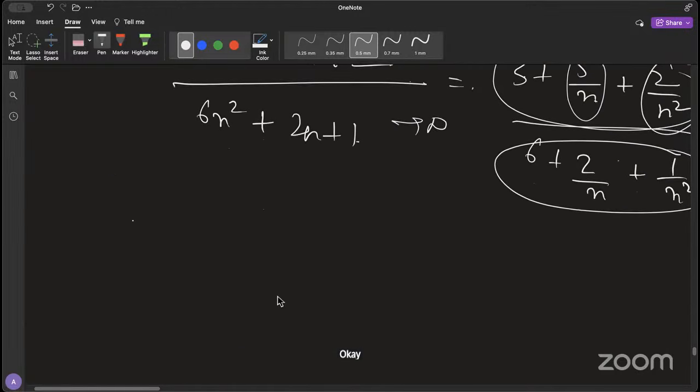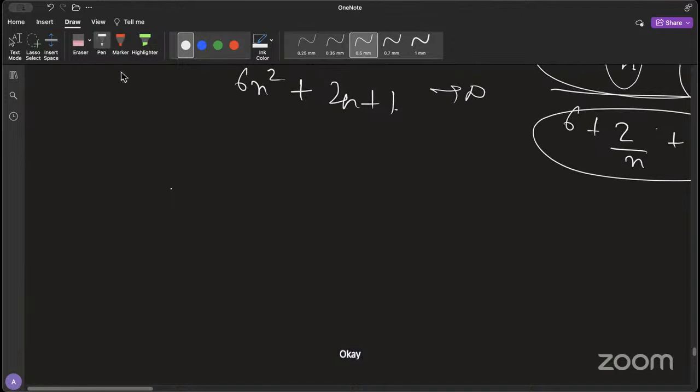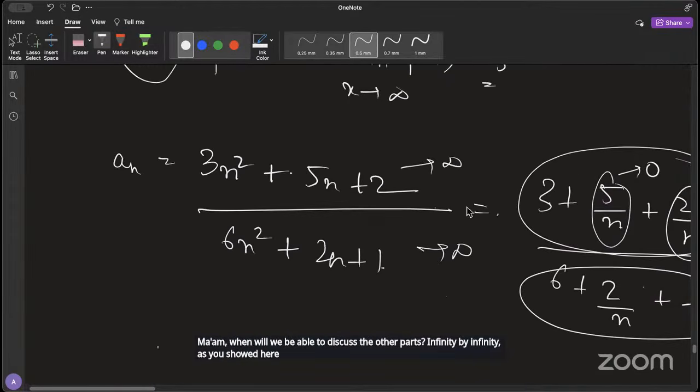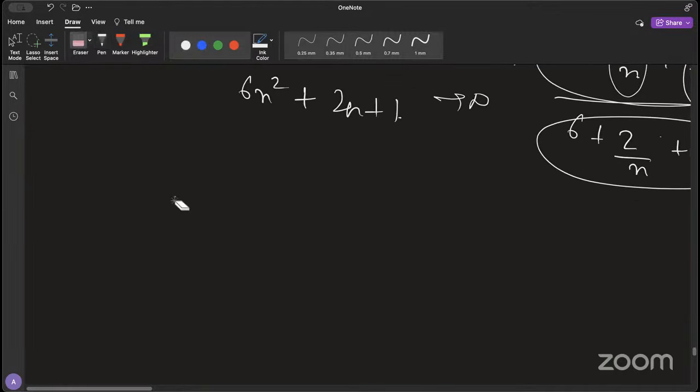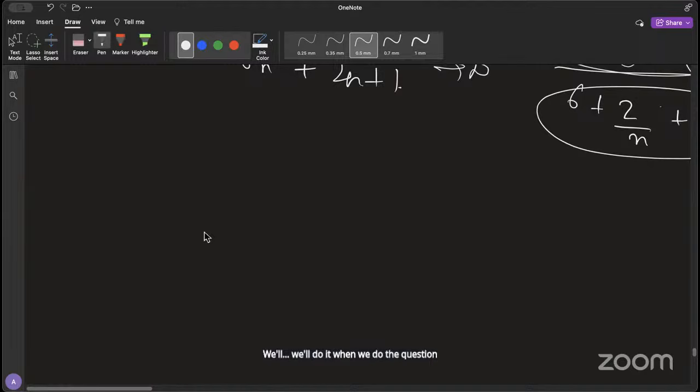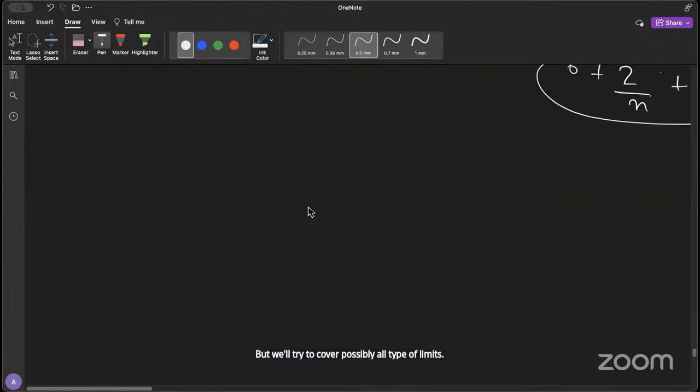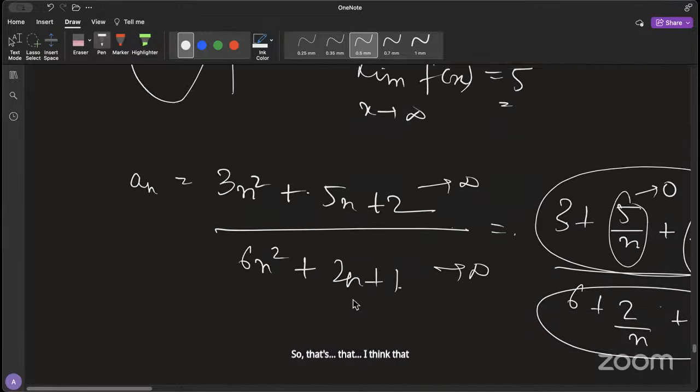Okay. And when will we be able to discuss the other parts, infinity by infinity, as you showed here, 0 by 0, or 0 into infinity? We'll do it when we do the questions. We'll schedule one class tomorrow and we'll do the questions tomorrow. We'll try to cover possibly all types of limits. So that's that. I think that is all that we have in this week.